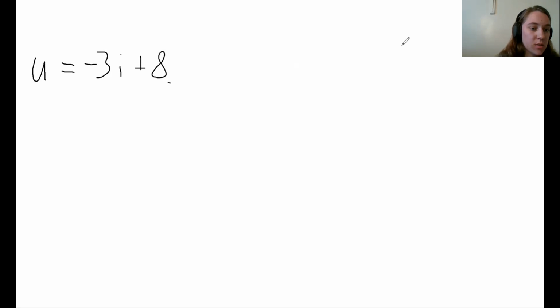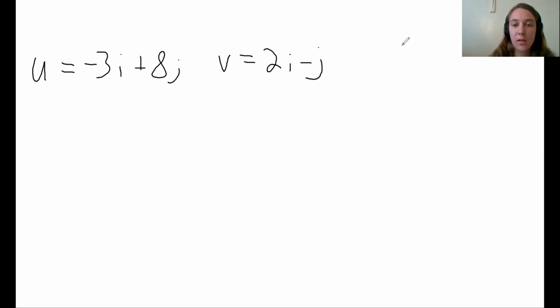To show you a little bit about what you can do with this, let's look at some vector operations. You should have already learned how to do those, adding and multiplying vectors. So let's say we have the two vectors u equals negative 3i plus 8j, and v equals 2i minus j. Find 2u minus 3v.